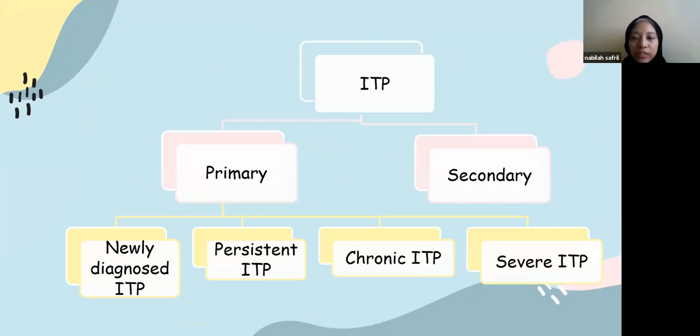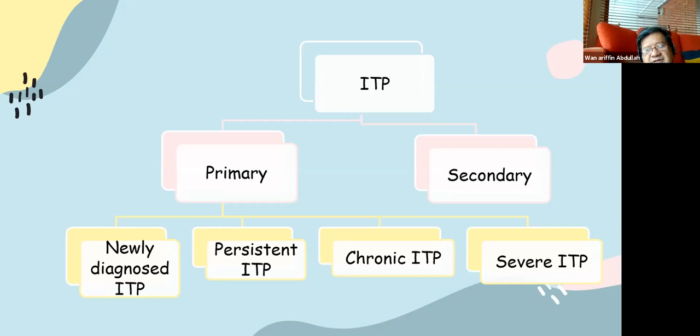ITP is classified into primary and secondary. What does ITP stand for? Immune thrombocytopenic purpura. Is that right? No, it stands for immune thrombocytopenia. It used to represent immune thrombocytopenic purpura, but not all patients with ITP come with purpura.